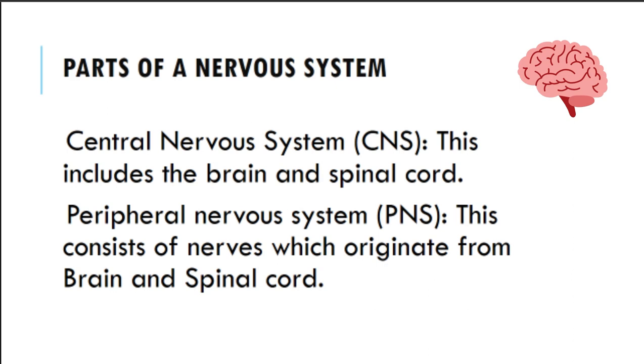Parts of a nervous system. Central nervous system, CNS. This includes the brain and the spinal cord. Peripheral nervous system, PNS. This consists of nerves which originate from brain and spinal cord.